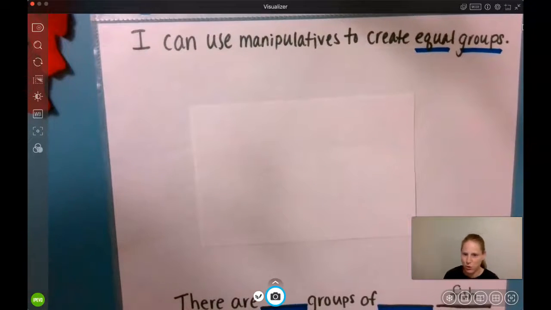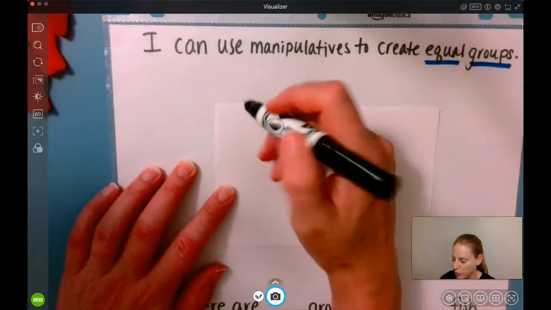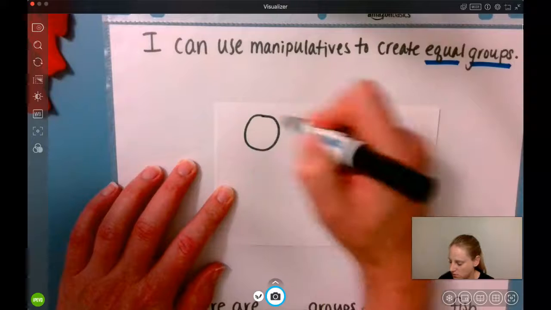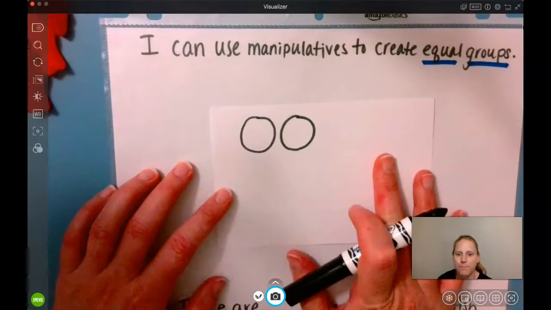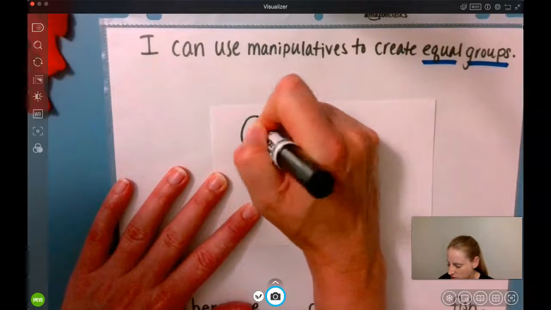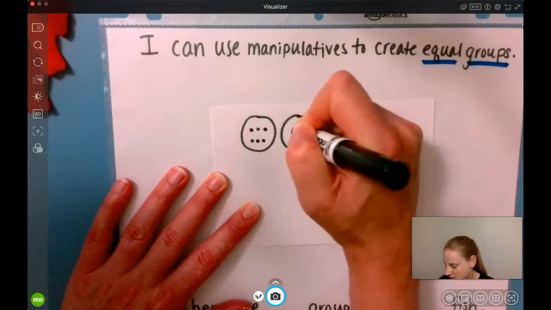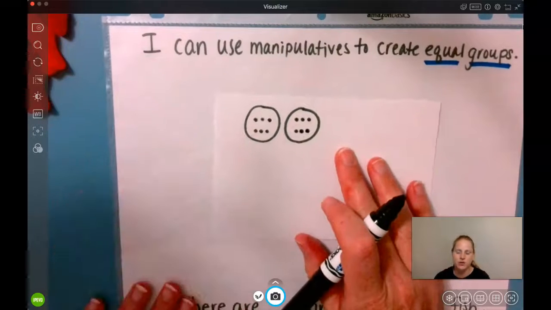So you took your counters and you put them, you said you had 2 groups. And how many counters did you put in each group? 6. Great. 1, 2, 3, 4, 5, 6. Thumbs up if you organized your counters this way.